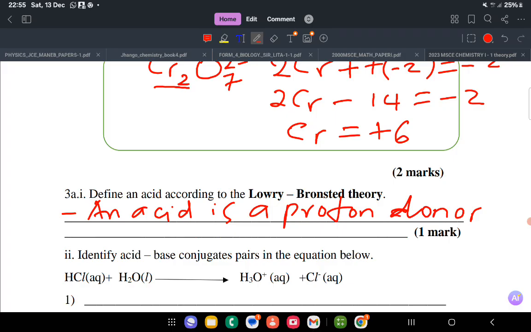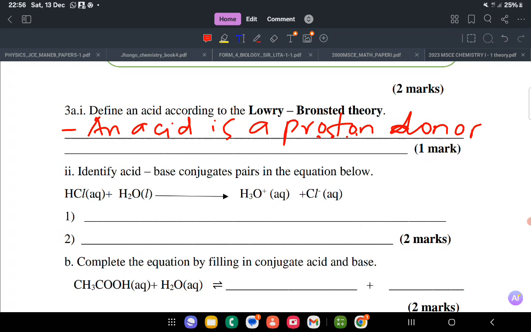So the proton in most cases is just a hydrogen ion. Okay, so an acid donates hydrogen ion. So a hydrogen ion is called a proton. All right, so any substance that donates a proton in a chemical reaction is called an acid, according to the Lowry-Bronsted theory.